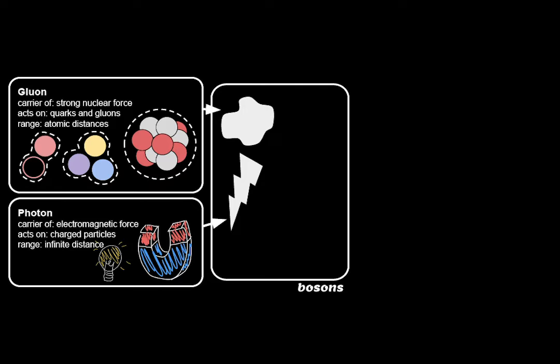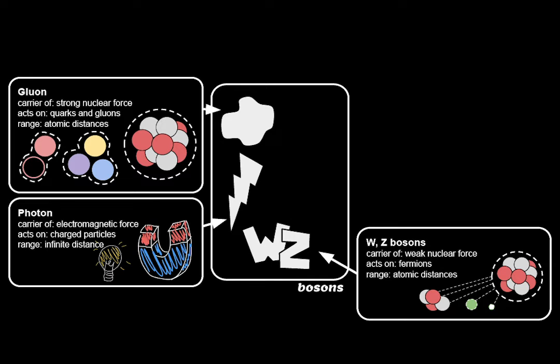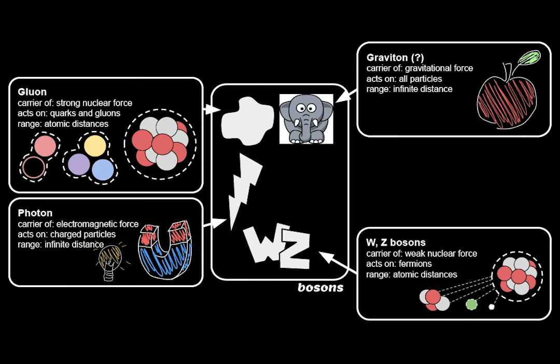Then we have the photon, which is a force carrier for electromagnetism. It interacts only with charged particles. We have the W and Z bosons, which are mediators of the weak nuclear force and act within nucleons as it mediates particle decay. This interacts with fermions. Lastly, we have the graviton, which is a theorized force carrier for gravity and acts on all particles.